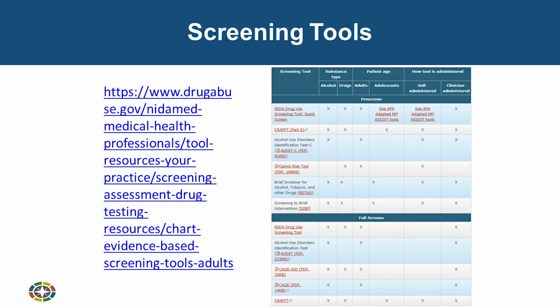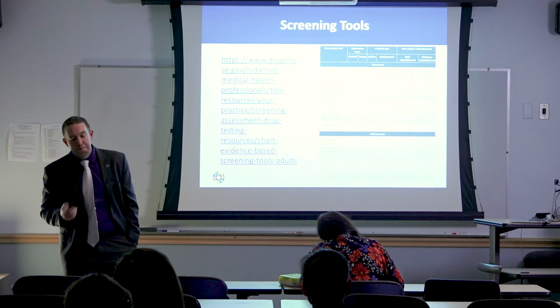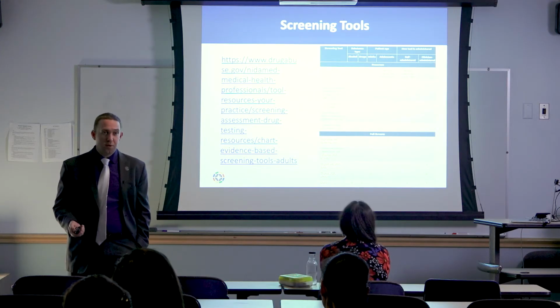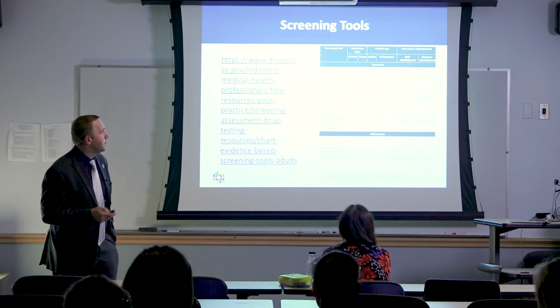So I want to offer a framework for identifying patients that might not be using substances appropriately, because that's a really important risk factor for whether or not somebody's going to do well if they're exposed to opiates. On drugabuse.gov, which is the National Institute on Drug Abuse website, there are a whole bunch of screening tools that you can use, stratified by substance type, patient age, and how it's administered, in clinical practice. These are built for primary care, but they're not exclusive to primary care. These are questions you can ask to screen for substance use disorders.